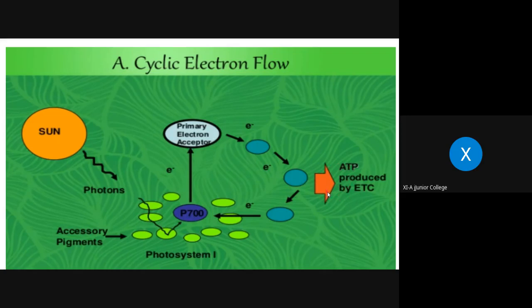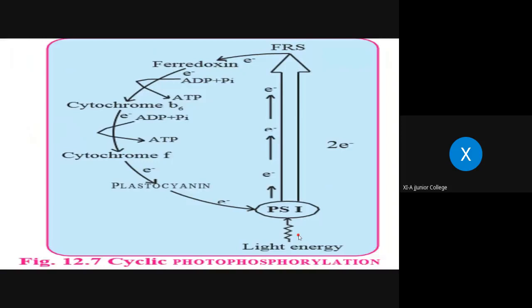Is this clear? How is this a cyclic way? Cyclic way of electron transfer means what? The electron which is excited from chlorophyll A comes back again to the same chlorophyll A in a cyclic manner. That is why this is called cyclic electron flow. Understood? Now we see what these acceptors are. In your textbook also, this diagram is there. You can see the textbook, cyclic photophosphorylation, figure 12.7. That diagram you can see.